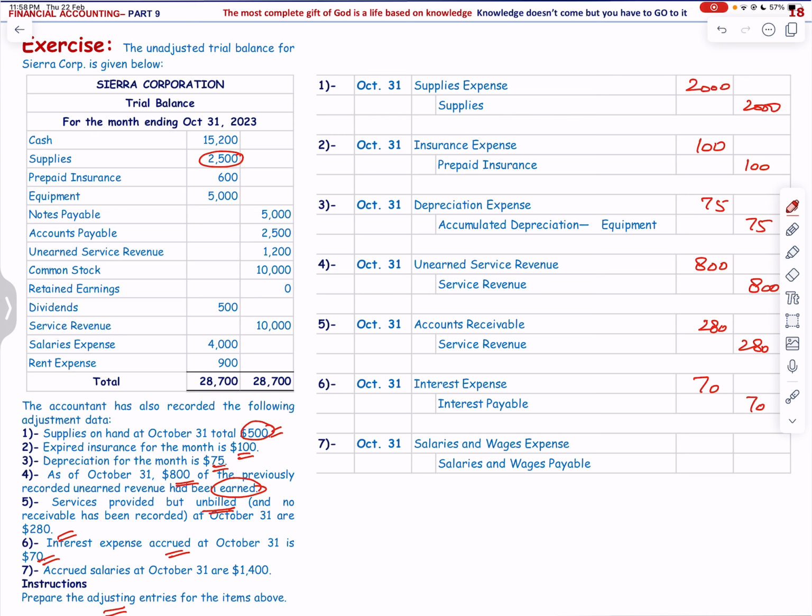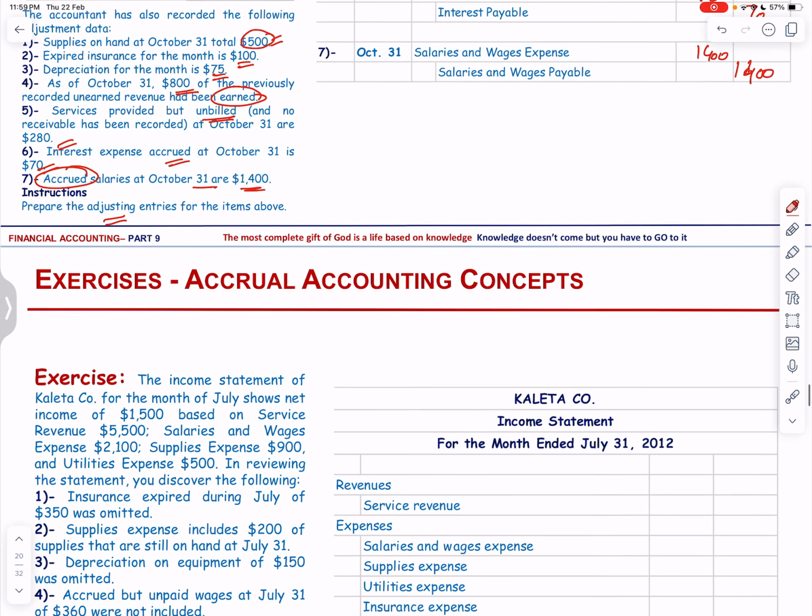Then accrued salaries at October 31st are 1400. So this is accrued again. We have not paid. Salaries and wages expense is debit by 1400 and salaries and wages payable is credit by 1400 as well. Let us move on to the next exercise.